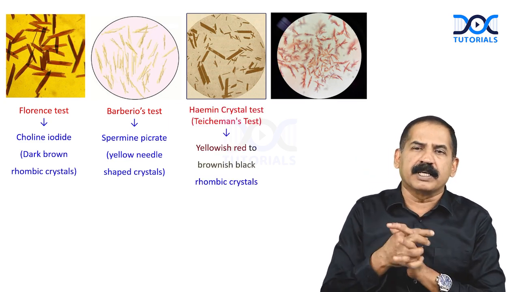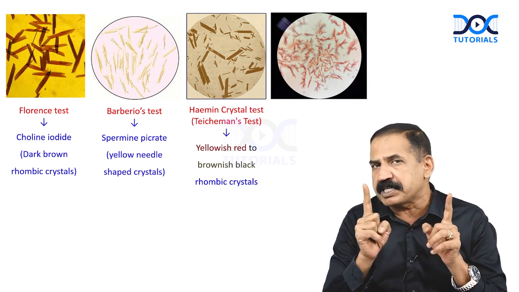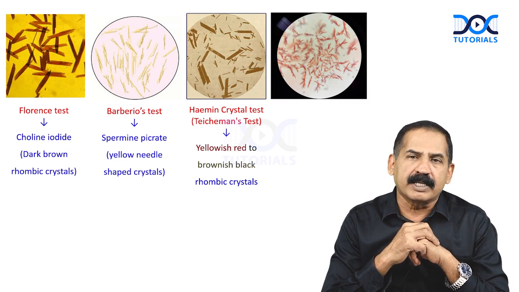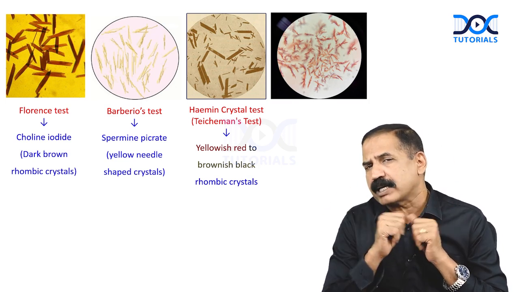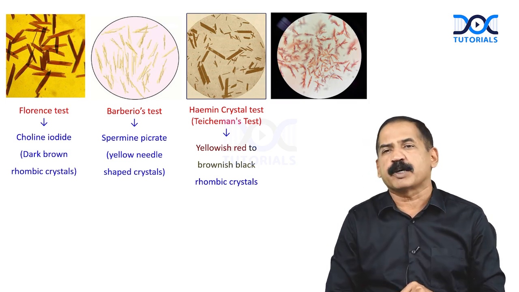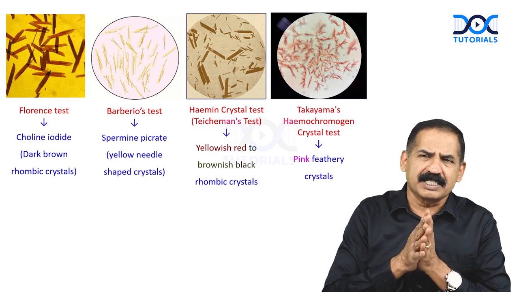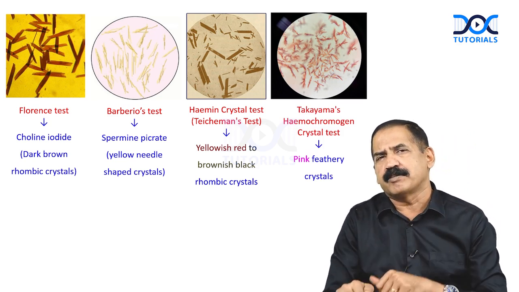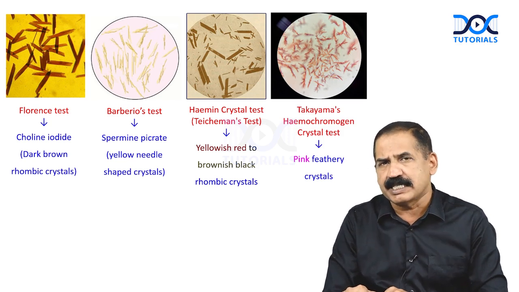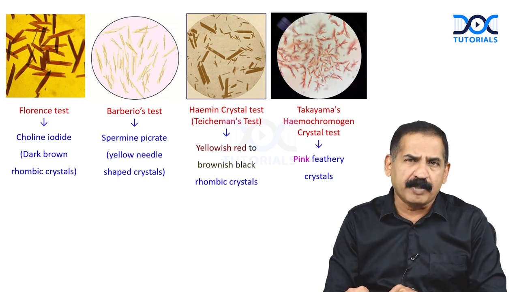Number 3 is the hemin crystal test. It is one of the confirmatory tests for blood, where you can see yellowish red to brownish black rhombic crystals under the microscope. Number 4, you can see the pink feathery crystals, that is Takayama's hemochromogen crystal test, which is another confirmatory test for blood.